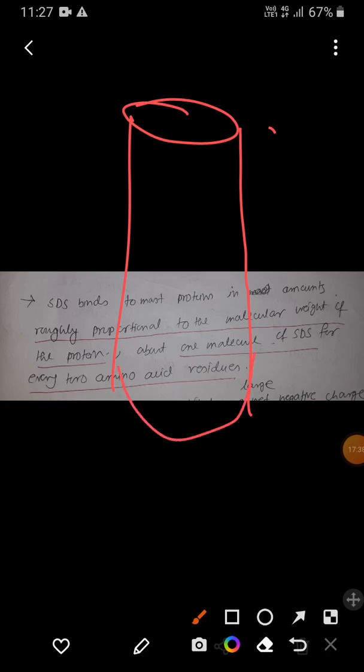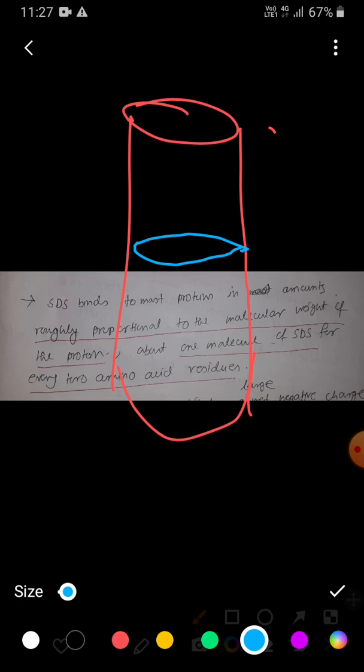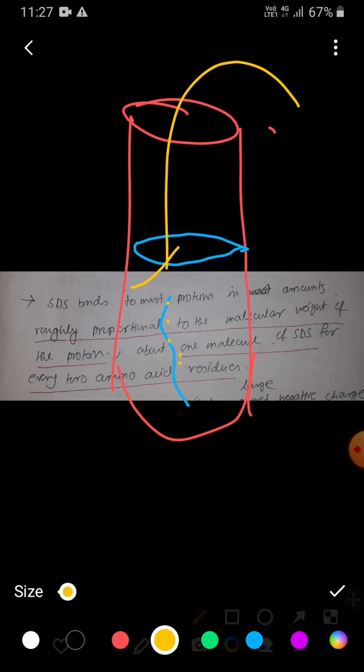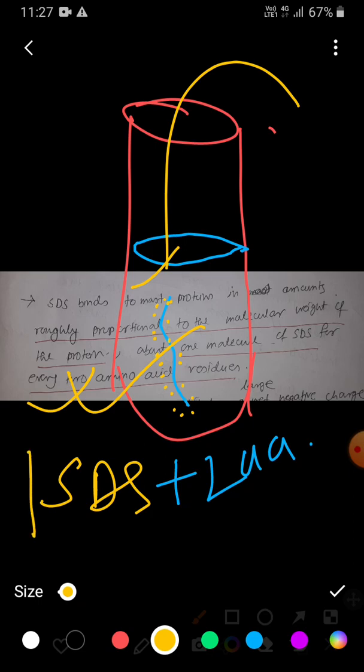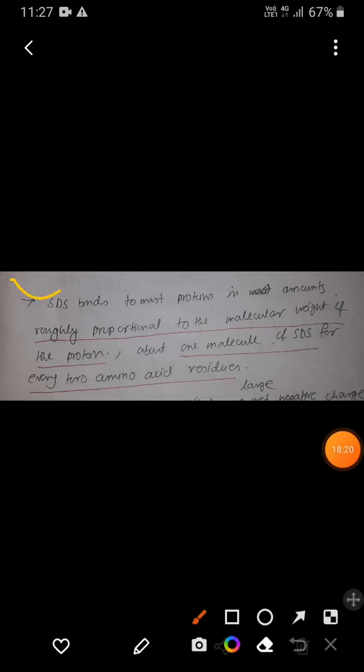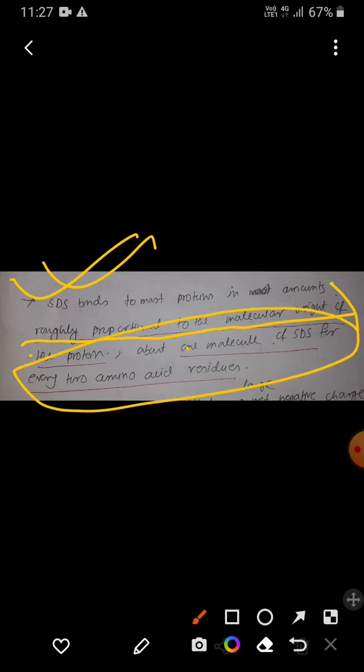Now, how does SDS bind to protein? Remember one thing: suppose this is an Eppendorf tube where you have taken your sample and then you have added the SDS. Suppose this is the protein sample, SDS will bind to this protein molecule roughly proportional to its molecular weight. One molecule of SDS will bind with 2 amino acid residues. Remember one thing: the binding pattern of SDS is important for MCQ. So SDS binds to most proteins in an amount roughly proportional to the molecular weight of the protein, about 1 molecule of SDS for every 2 amino acid residues.